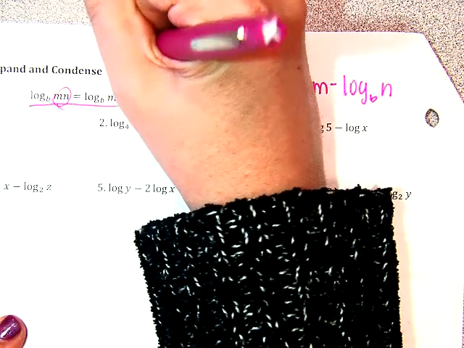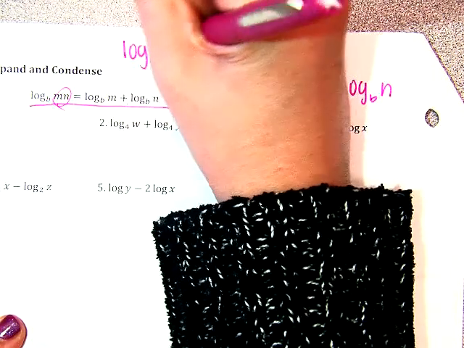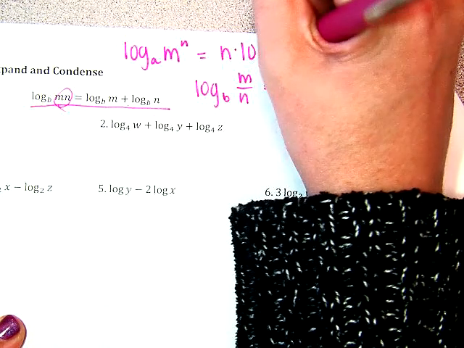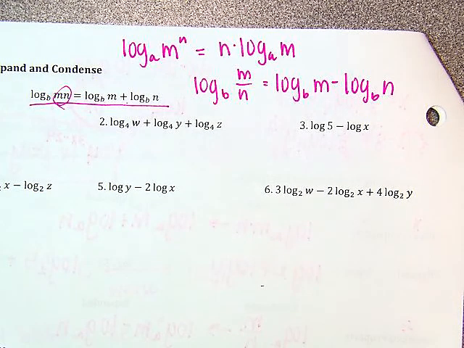And then one more is the power rule. So if you have log base a of m to the power of n, it turns into n times log base a of m. Just like that. So now we're going to be going opposite. We're going to bring them all together.